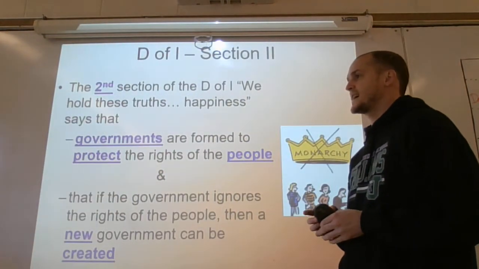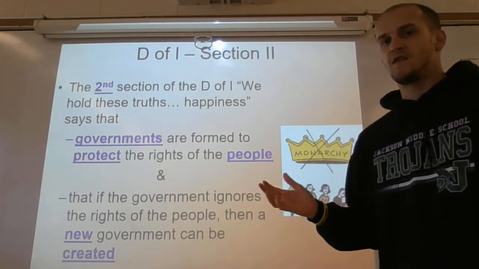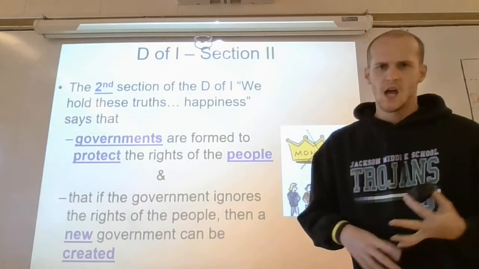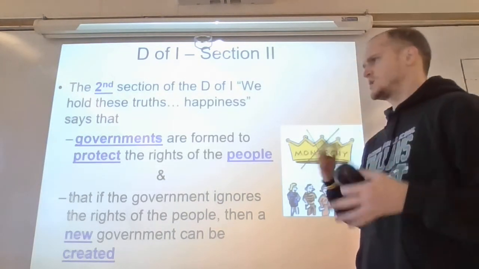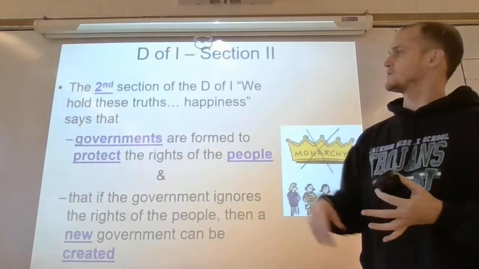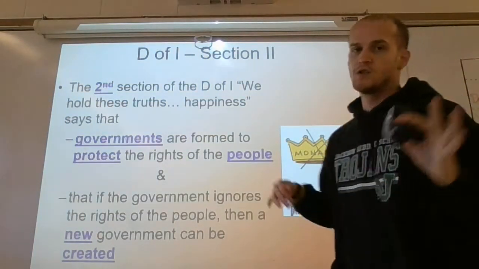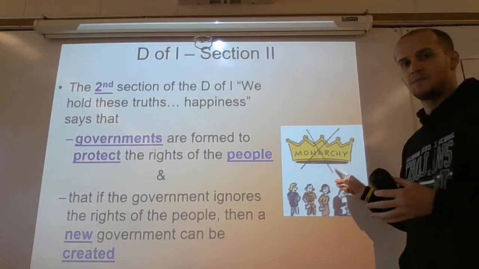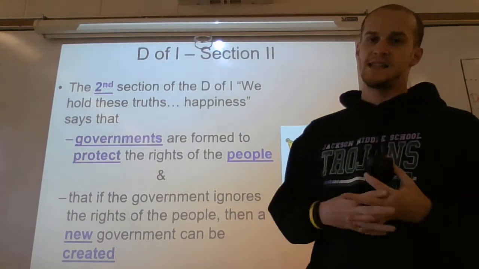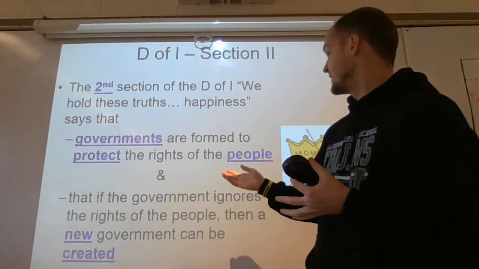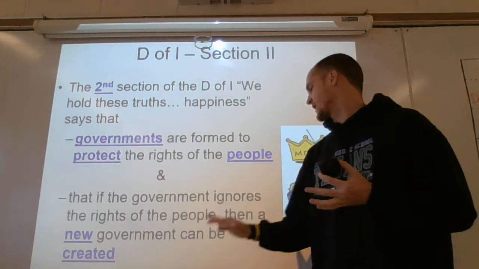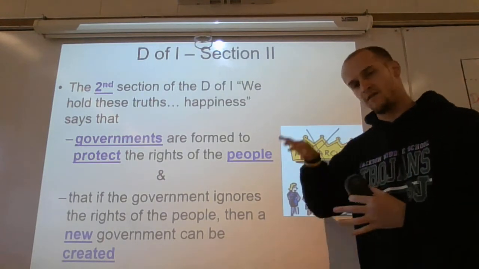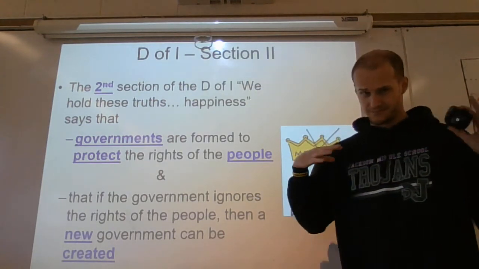Section 2 of the Declaration of Independence is where we hold these truths to be self-evident, that all men are created equal and they all deserve rights. It says that governments are formed to protect the rights of the people, and they did not feel that the monarchy, which was run by King George, was protecting them. They believed that if the government ignored the rights of people, then a new government could be created, could sweep in and take over.